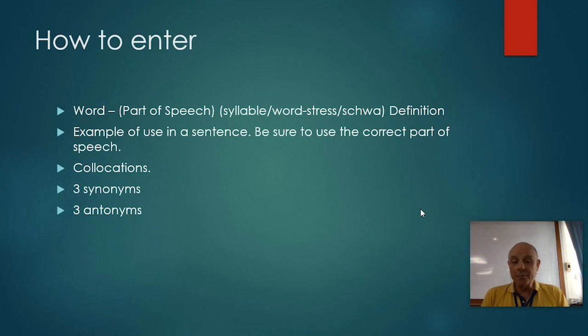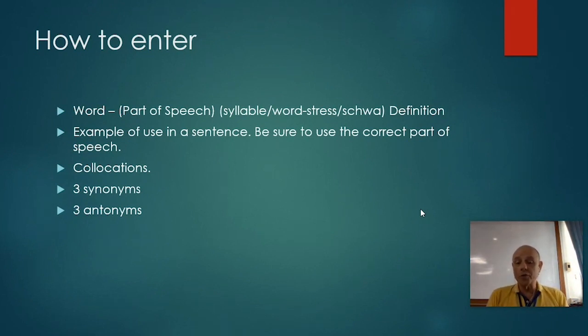Follow that with an example of use in a sentence, and be sure that you are using the correct part of speech. So if your word is a noun, use it as a noun in your example sentence. That's the most common mistake I see in students' entries. Below that, any collocations or idioms. Now, if you're using a good online dictionary, such as Merriam-Webster, they will make note of any collocations or idioms that this word is associated with, and you should make note of those as well.